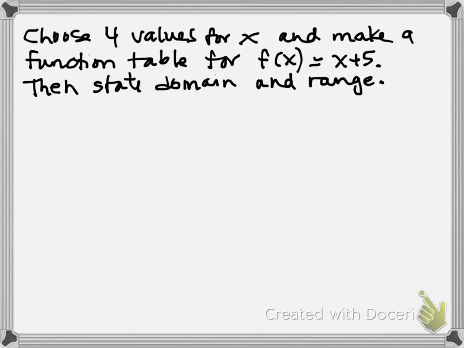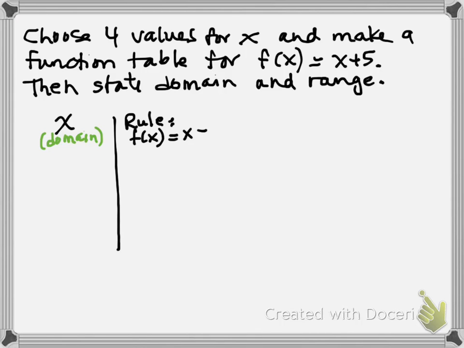So how we do our table is it looks like this. We're going to choose our x value. X represents domain. Next, we're going to have the rule. And the rule is going to be f of x equals x plus 5. So we're actually going to do work in the middle column. Then we have y, or actually we'll do it this way. We won't do y, we'll do f of x. That's the output, so that's your range.